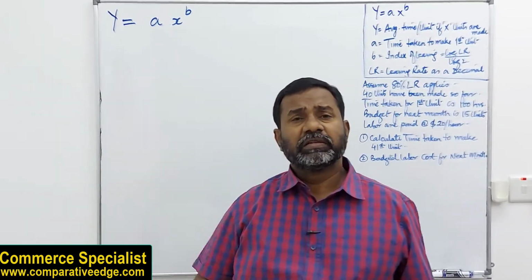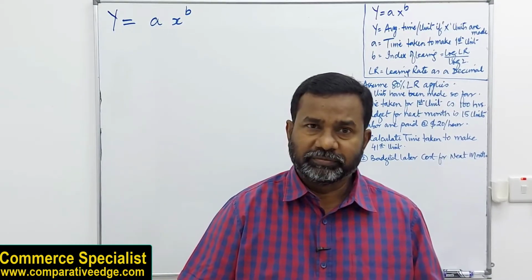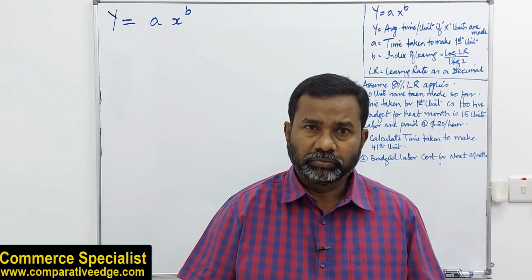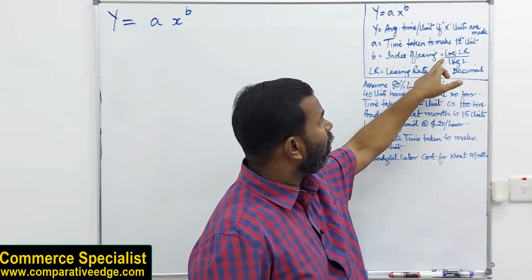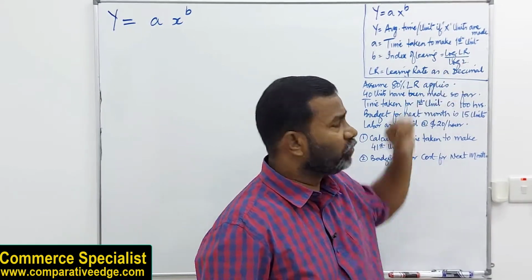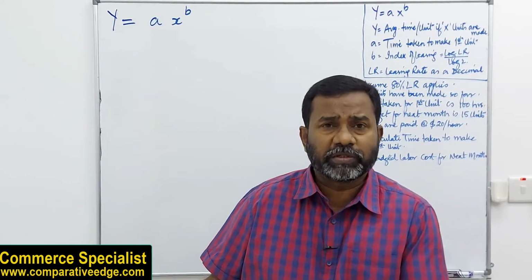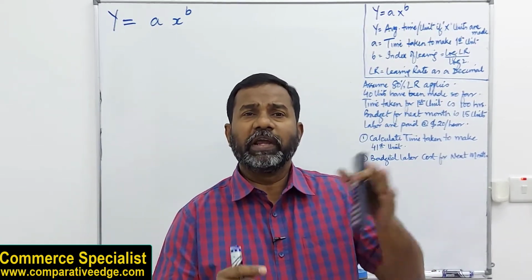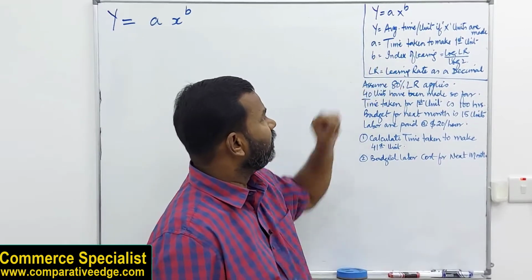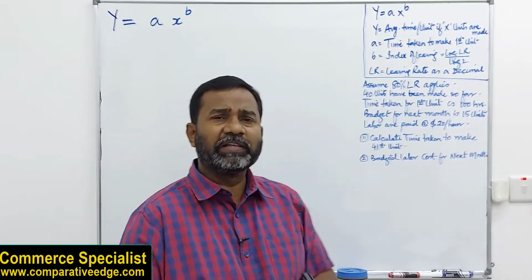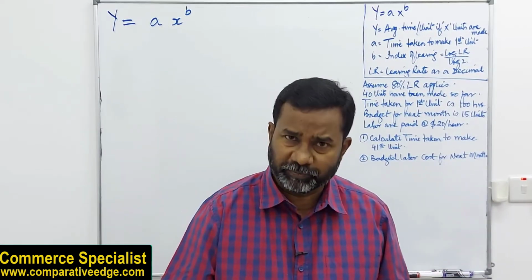X is the total number of units made in one go. And B is the learning index. B is calculated by log of learning rate divided by log of 2. So if we have a learning rate, let's say 80% as in the previous question, so log of 0.8 divided by log of 2, that would be B. And LR is the learning rate as a decimal. If it is 80%, we write 0.8. If it is 70%, we write 0.7.